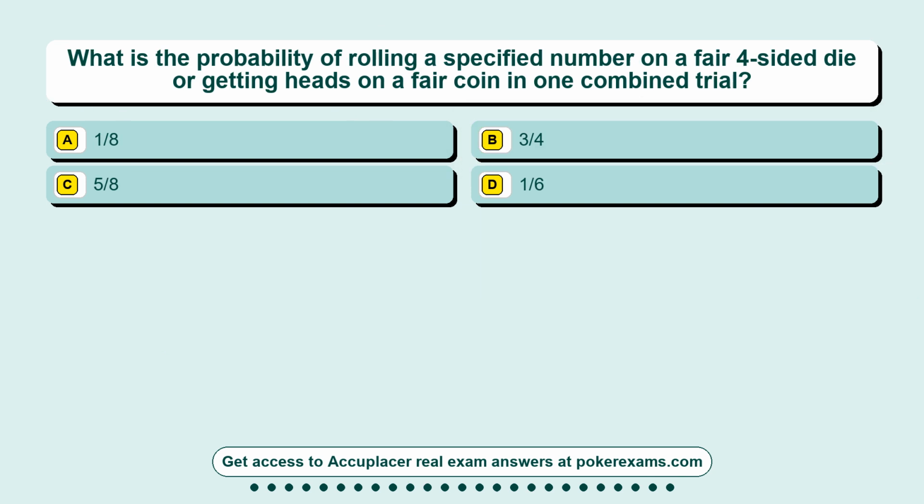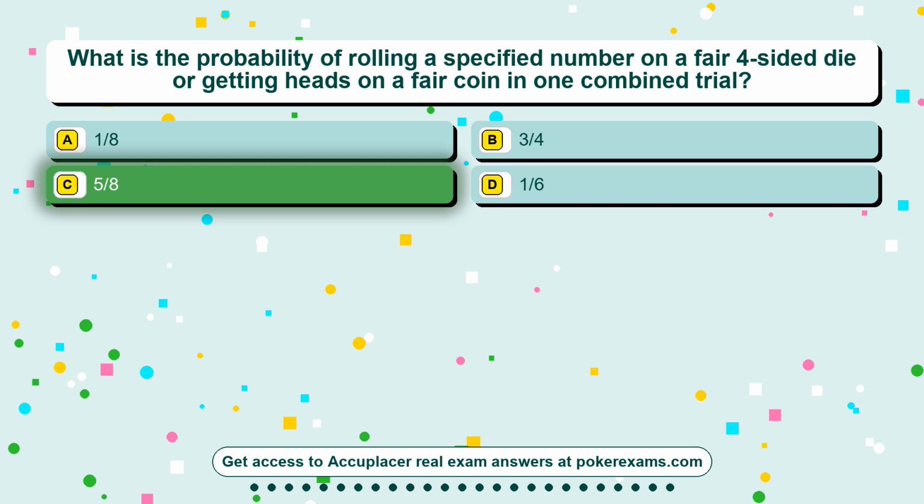Question 10. What is the probability of rolling a specified number on a fair 4-sided die or getting heads on a fair coin in one combined trial? Option A, 1/8. Option B, 3/4. Option C, 5/8. Option D, 1/6. The correct answer is option C, 5/8.